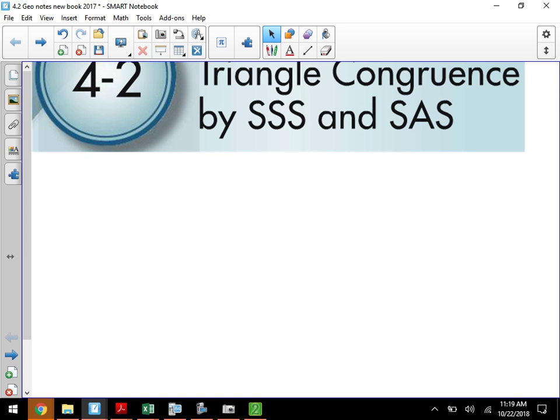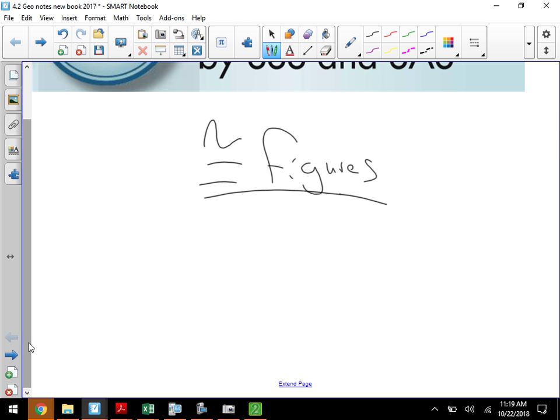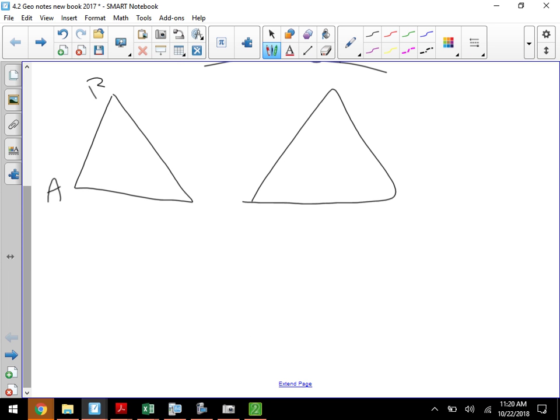Two weeks ago, when we talked about congruent figures, if we had two triangles that were congruent to one another, we had to show that all three corresponding angles were congruent, and then the corresponding sides. You had to have 6 total things for triangles: 3 angles, 3 sides.